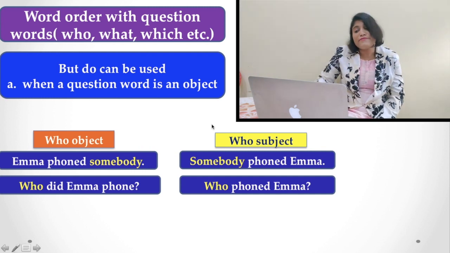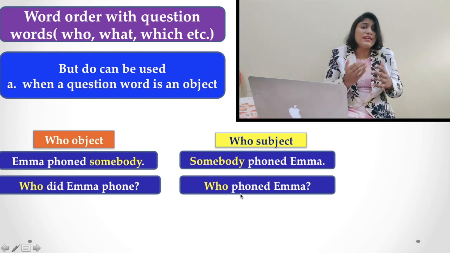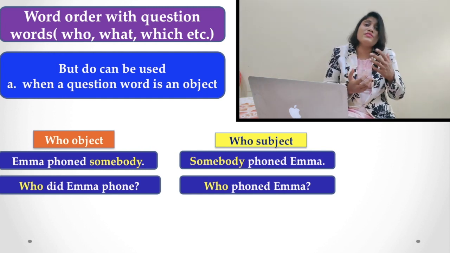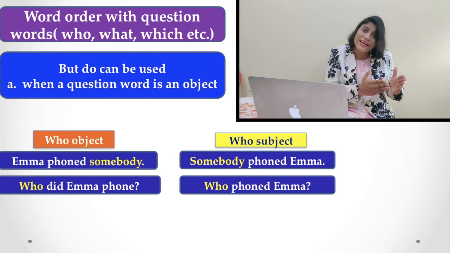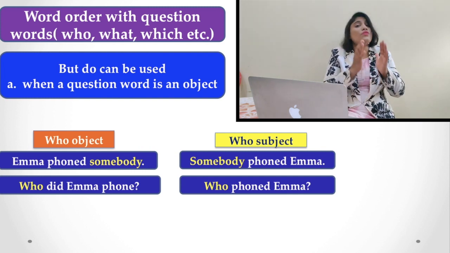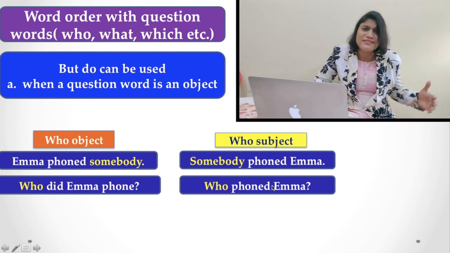But if the assertive sentence is like this, somebody phoned Emma, now the WH word or the question word is used in the position of the subject. In that case, auxiliary do is not used. That is, who phoned Emma. I hope you understand this point clearly. This is a very simple point.